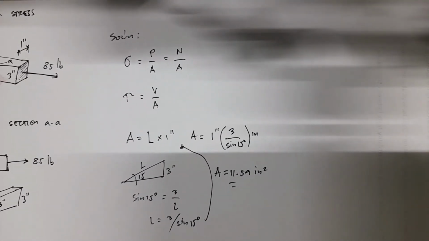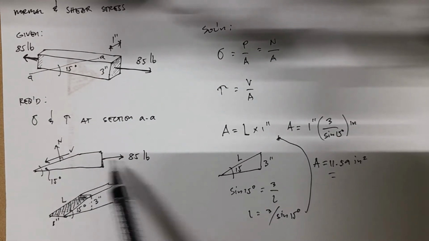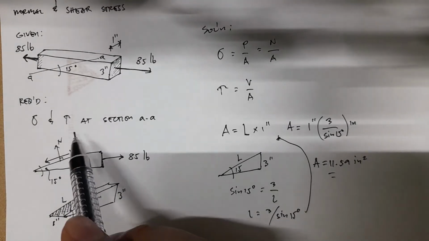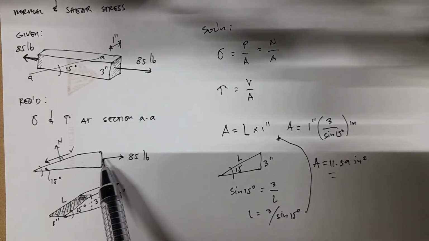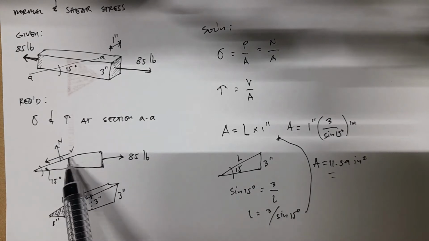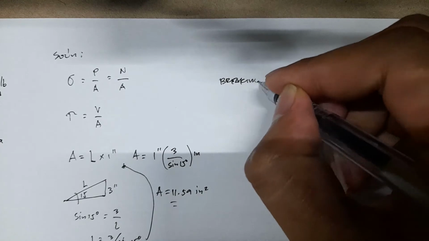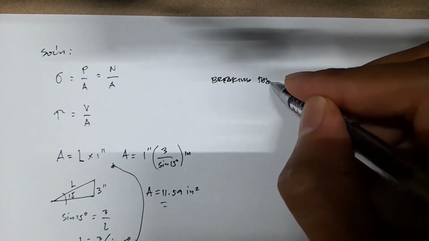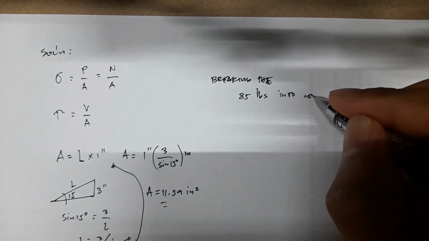For the forces, we can break the 85 pounds. We can make use of the X and Y, the vertical Y and the horizontal X, as we usually do. Or we can break the 85 pounds into components aligned with the axes of the N and V forces. So breaking the 85 pounds into components.